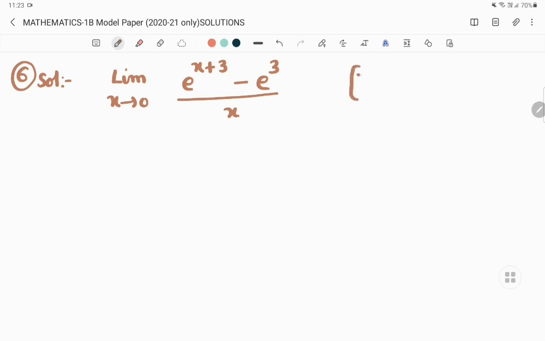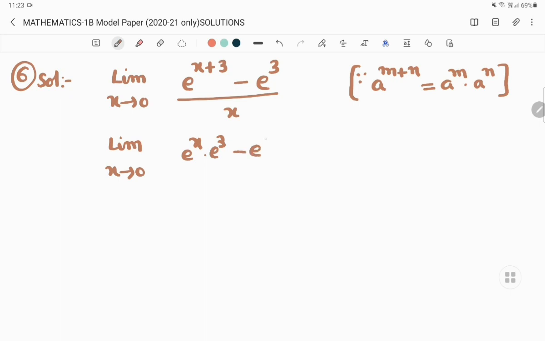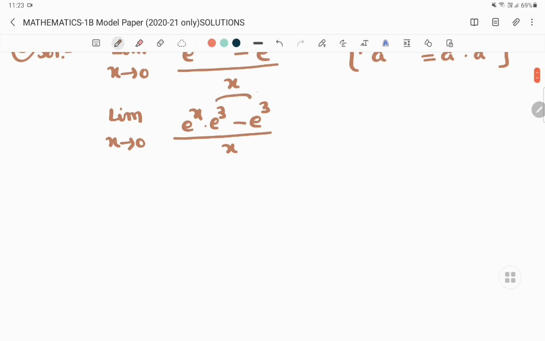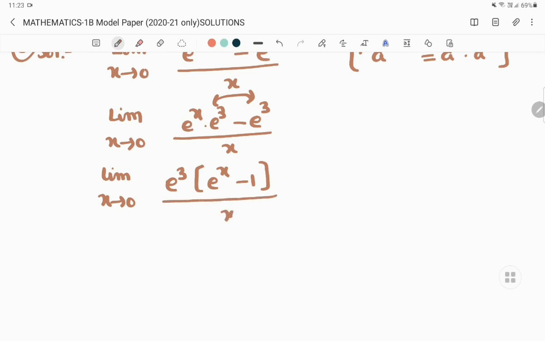We have the formula from algebra: a power m plus n is equal to a power m into a power n. So, the numerator becomes limit x tends to 0, e power x into e power 3 minus e power 3, divided by x. e power 3 take common. Limit x tends to 0, e power 3, if we take out common, e power x minus 1 divided by x.